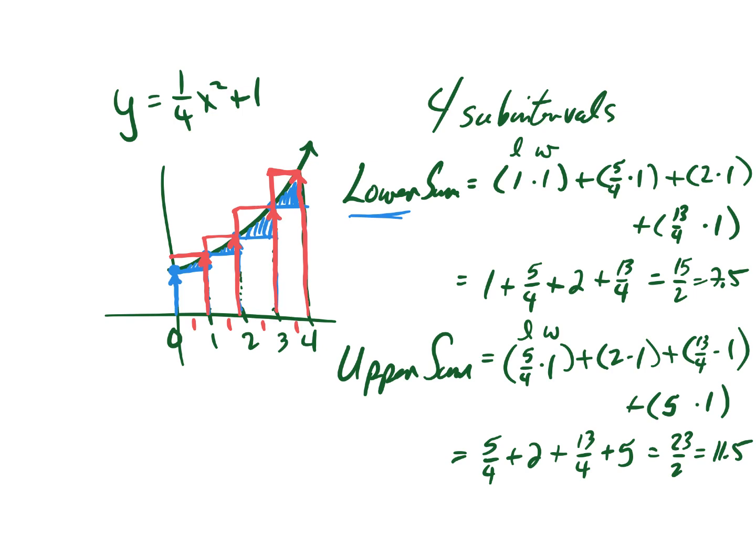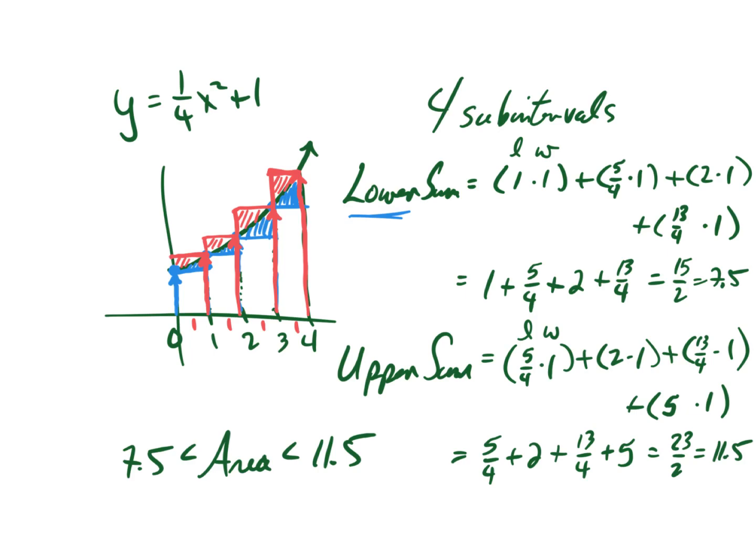Is 11.5 too big or too small compared to the actual area? It is too big because we're overdoing every one of the rectangles by the red wedges. We've overdone it, right? We've included too much area. Therefore, the actual area of our triangle has to lie somewhere between 7.5 and 11.5.